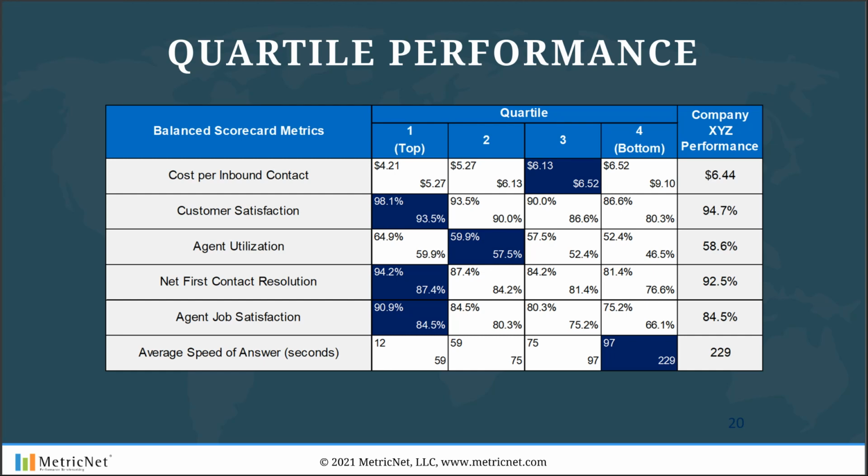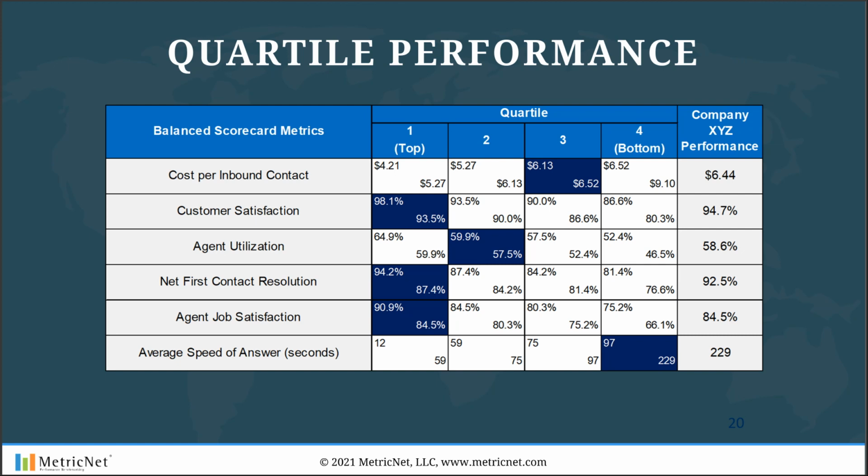The dark blue cells on this chart show which quartile we're in. The first quartile is always the best performing quartile. Quartile simply means 1/4. So if we have 27 or 28 data points, it means there are 7 data points in each quartile, 1/4. We stack rank cost per inbound contact. The top 7 performers are in the top quartile. The bottom 7 performers are in the bottom quartile.